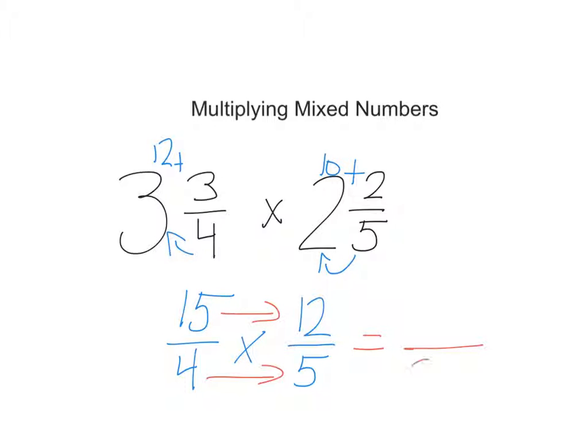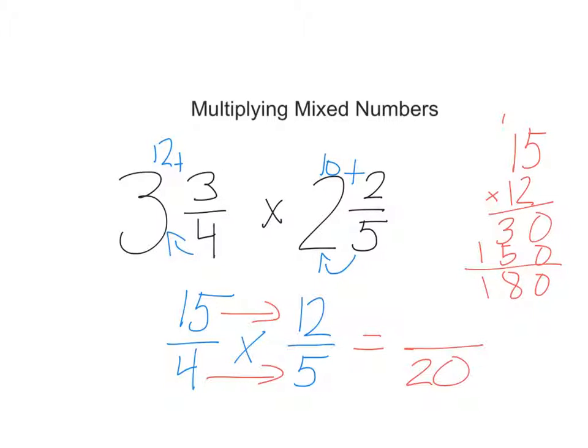If you don't know 15 times 12 mentally, then you should be using a multiplication strategy, whether it's lattice, traditional, or partial products, off to the side to solve your problem. The numbers may become larger with multiplication, so you just need to make sure you are using the correct strategies to find the right answers. So I have 180 over 20, 180 20ths.